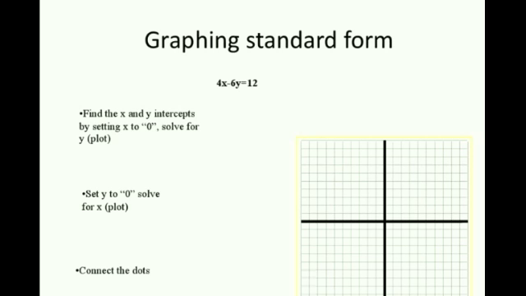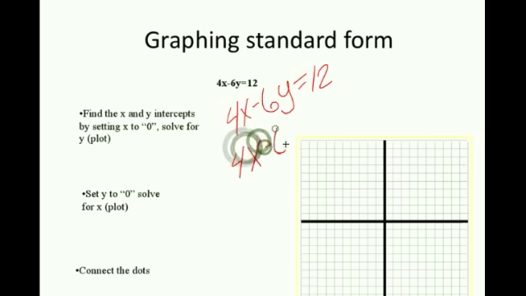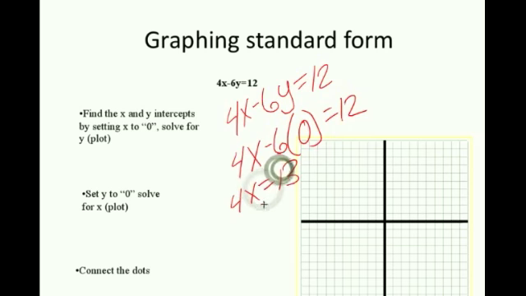Okay, first graph, 4x minus 6y equals 12. Essentially what you're going to do is replace x with 0 and solve for y, and then replace y with 0 and solve for x. 4x minus 6y equals 12. I'm going to substitute y with 0 and solve for x. 4x equals 12. Divide both sides by 4. x equals 3. After I find that point, I plot it on my graph.